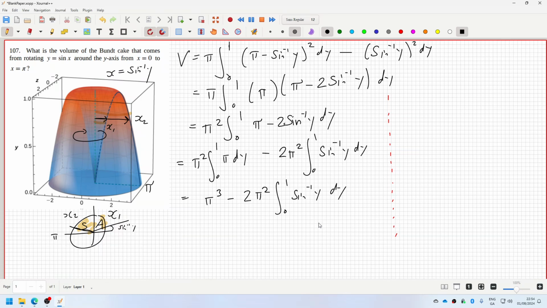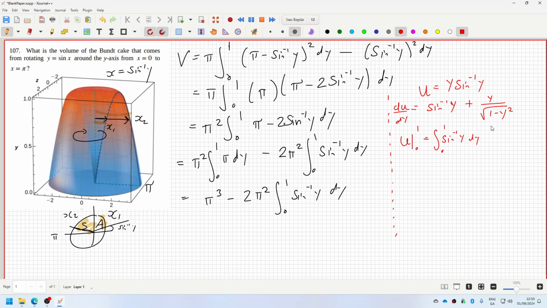Now, substitution. Let's say u equals y sine inverse y. So that means du/dy will be sine inverse y plus y over root 1 minus y squared. So then integrating, I'll get u, 0 to 1, equals integration of sine inverse y, 0 to 1, dy.